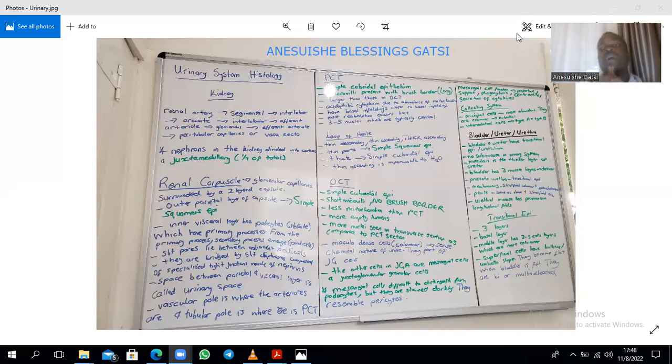The loop of Henle will have a thin descending, a thin ascending, and a thick ascending. The two thin parts are going to have simple squamous epithelium, whereas the thick ascending part will have a simple cuboidal epithelium as it becomes continuous with our DCT, right?